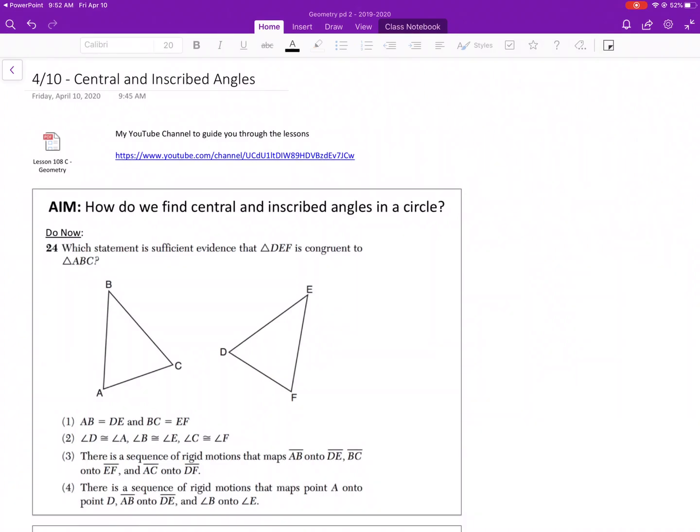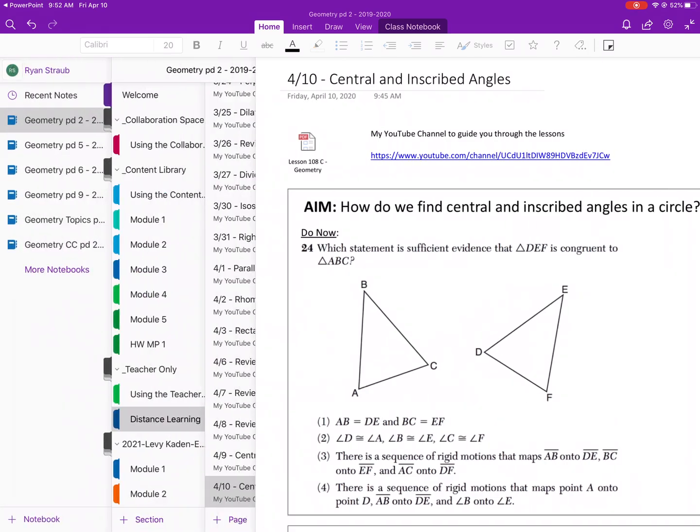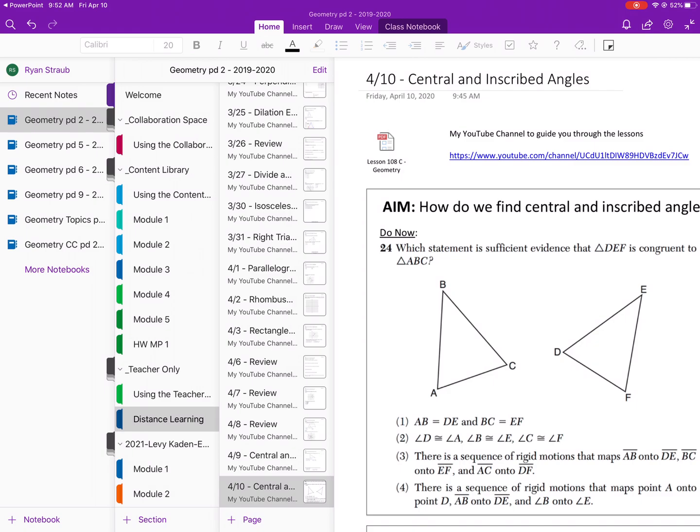Welcome to today's lesson, April 10th. We're going to take another look at central and inscribed angles. Make sure you're working in Module 5, not Module 4.